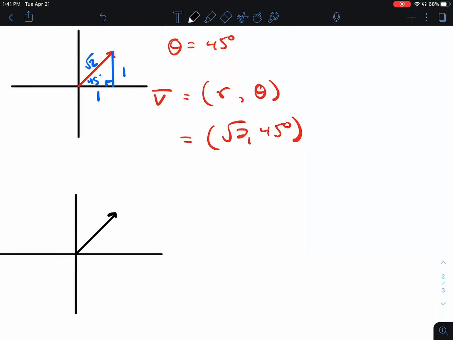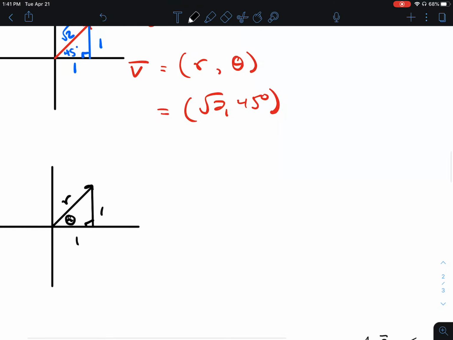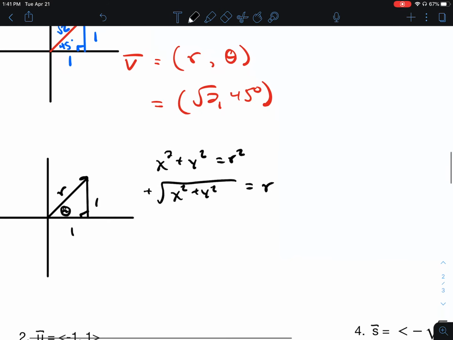So here's vector v. We know the x and y components are 1 because we're told that they were. So here's angle theta. Here's the radius. Well, using the Pythagorean theorem, x squared plus y squared equals r squared. Notice if you get r by itself, what we're saying here is that the radius is plus or minus the square root of this, and the radius is always positive, so we can just take the positive version of this.